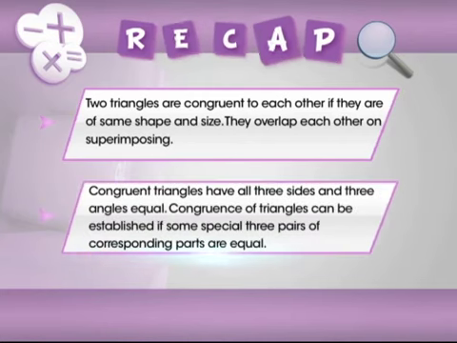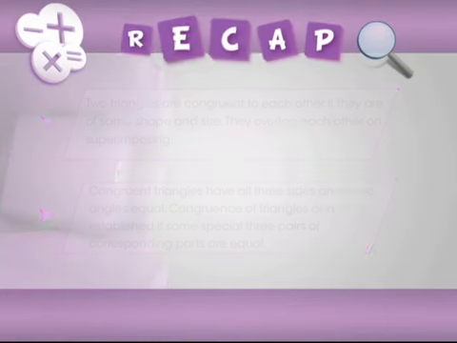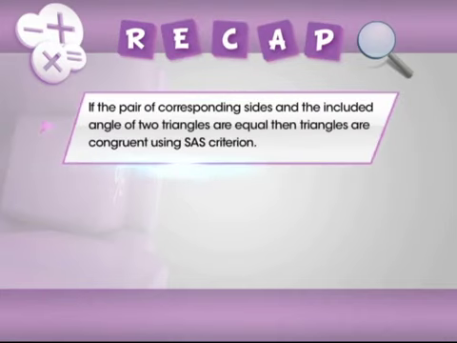Congruence of triangles can be established if some special three pairs of corresponding parts are equal. If the pair of corresponding sides and the included angle of two triangles are equal, then triangles are congruent using SAS criterion.